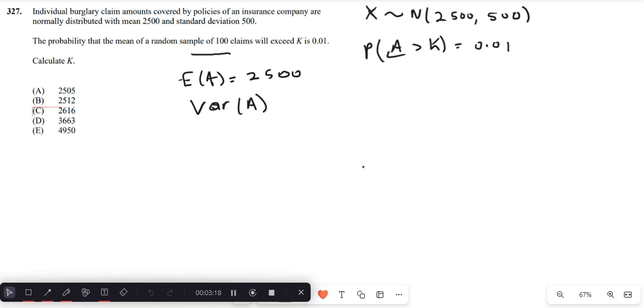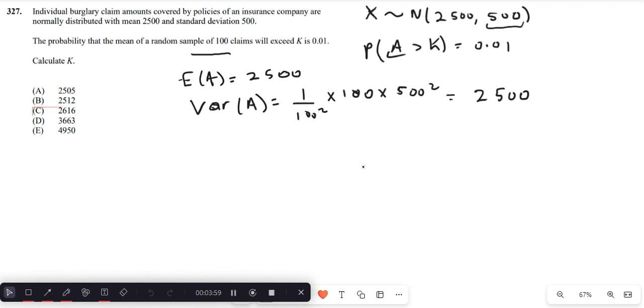For the variance of A, I'm going to use a little shortcut. The variance of A is simply 1 over 100 squared multiplied by 100, multiplied by the variance for each claim. Remember what we were given here is just the standard deviation, so the variance of each claim is 500 squared. When this is plugged into the calculator, we will end up with 2,500.